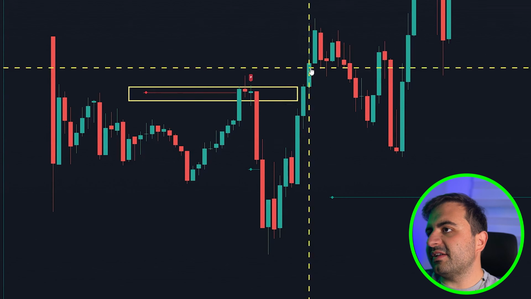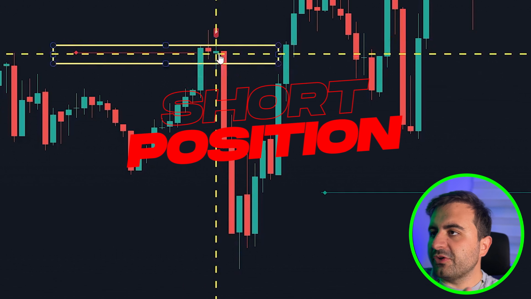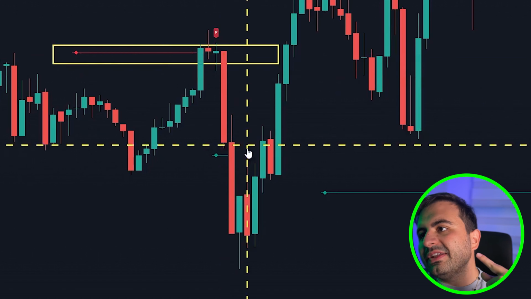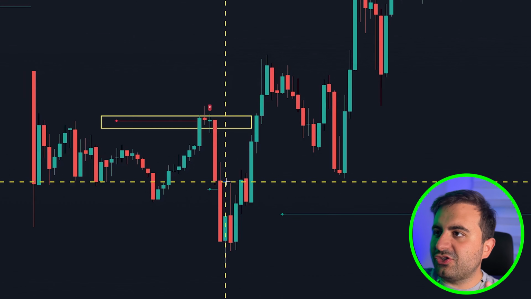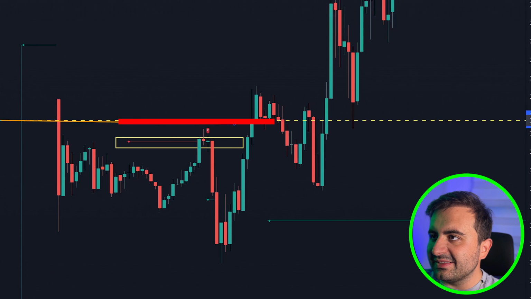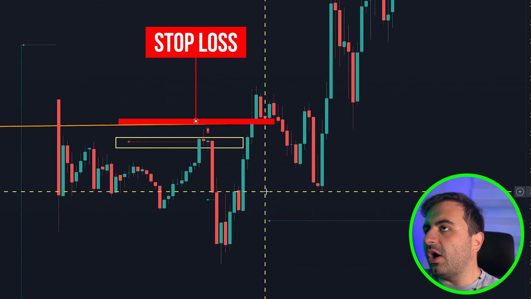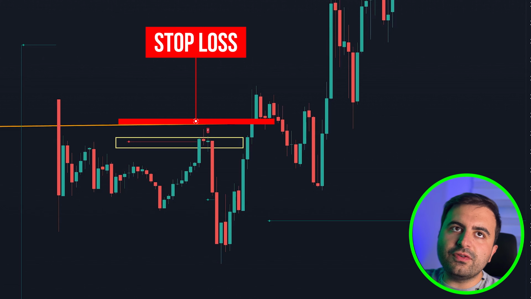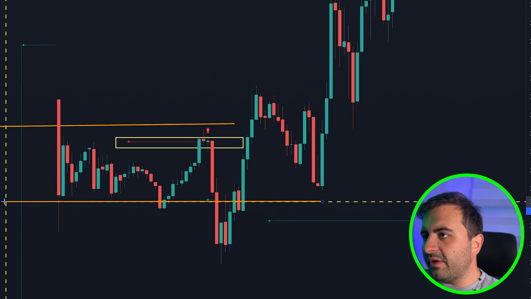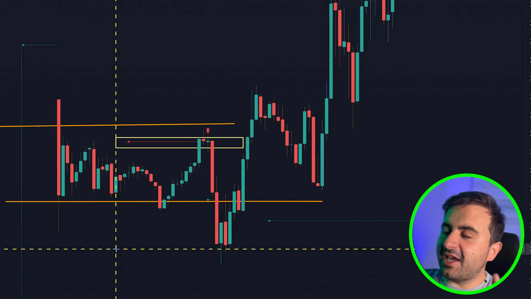So let's look at this example. You take a short position here and you ride your trade until the support line is touched, and you put your stop loss just above the resistance line, right? Just here. So you will get a high risk reward ratio here, guys. So make sure you always use a stop loss and take profit.